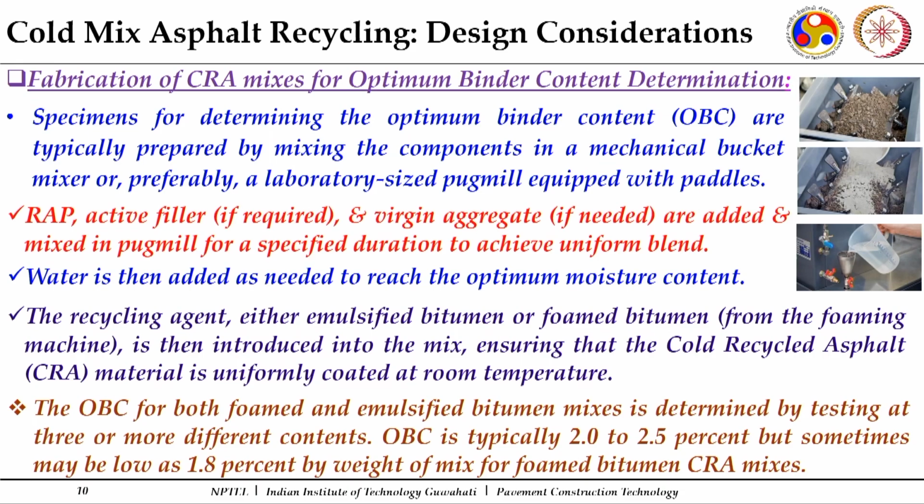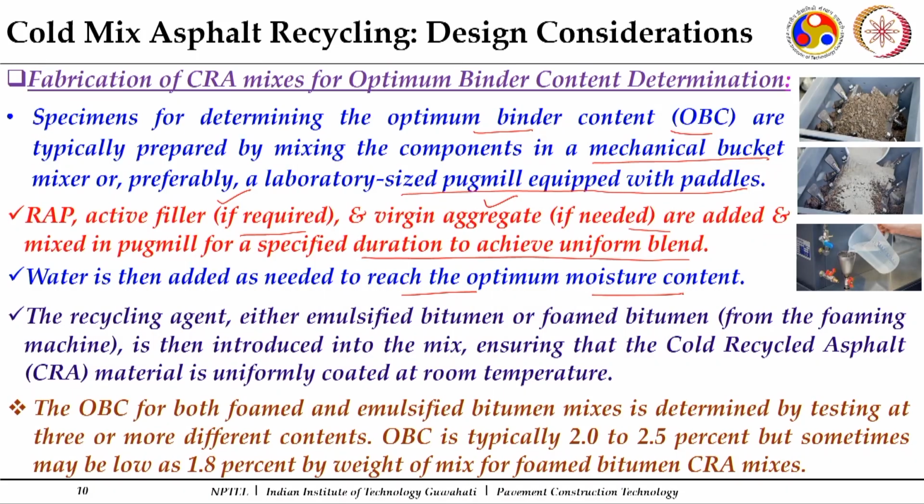Now, while doing the laboratory mix design, you need to work out the optimum binder content, for which the specimens have to be prepared, and we use a mechanical bucket mixer or a laboratory size pug mill mixer with the paddles. Whatever the required amount of active fillers, different percentages can be tried, along with virgin aggregate if required, which is added and mixed in the pug mill to get a uniform blend, and usually around 30 seconds are required in the laboratory to get a uniform blend.